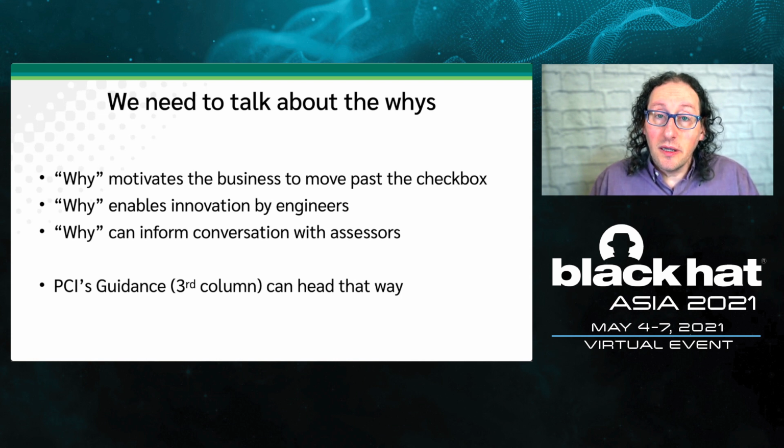And so engineers are focused on that innovation, that balancing act of this will satisfy all of these things. And if we know what those things are to be satisfied, then we may have more flexibility in the way in which we attempt to satisfy them. And in theory, why can inform our conversation with the people assessing our work. We can say, we believe that this meets the goal of the standard for these reasons. And the third column, that guidance column in PCI, can really help us get to that point.